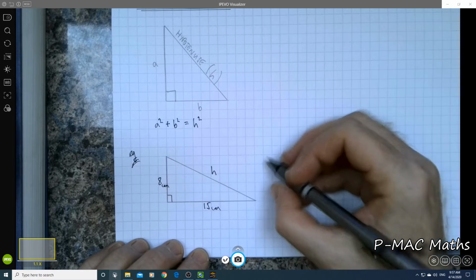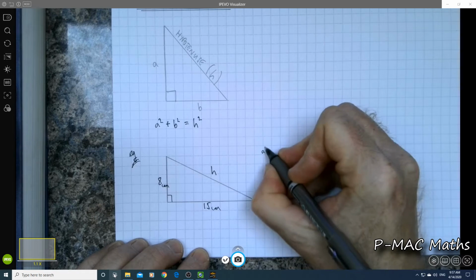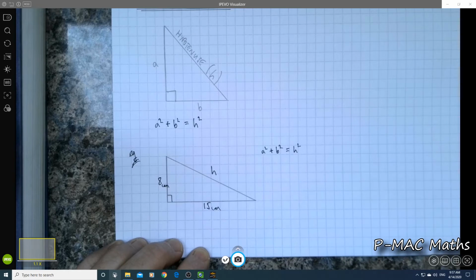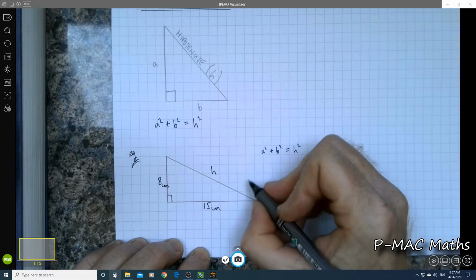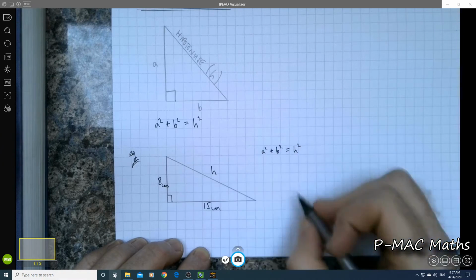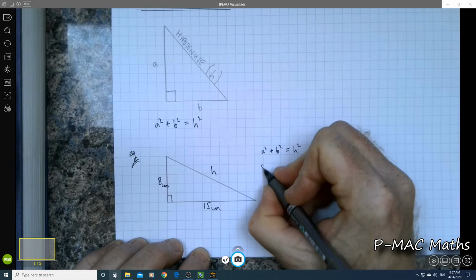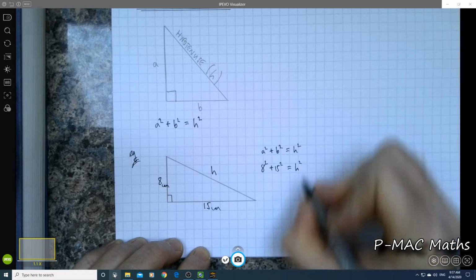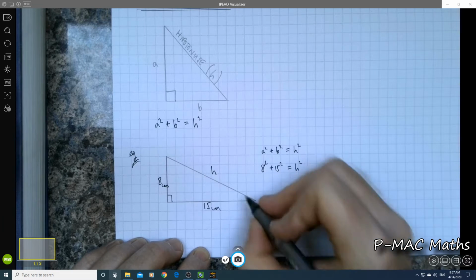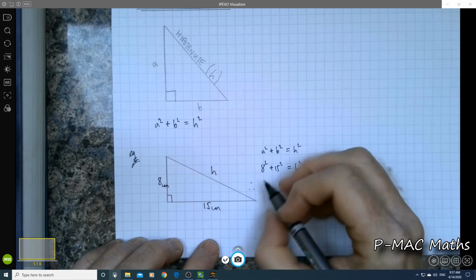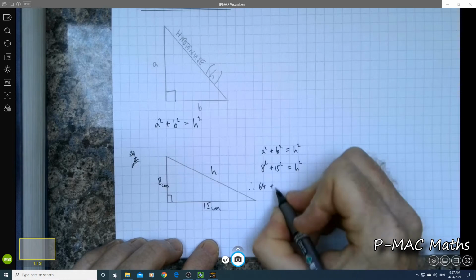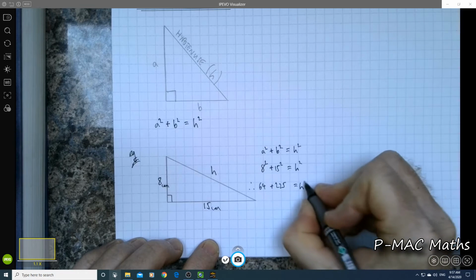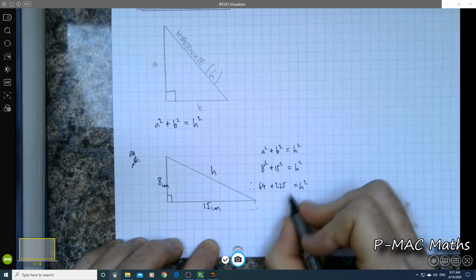First thing is quote the formula. A squared plus b squared equals h squared. Now we do the substitution. So the two shorter sides, 8 and 15, doesn't matter which way around they go. 8 squared plus 15 squared will equal h squared. Work these out. 8 squared is 64. 15 squared is 225. Equals h squared. Add those two together.